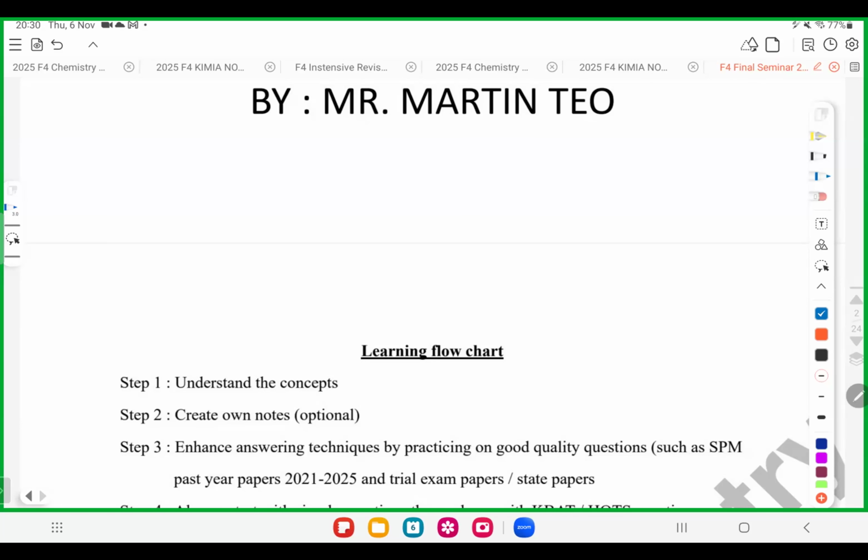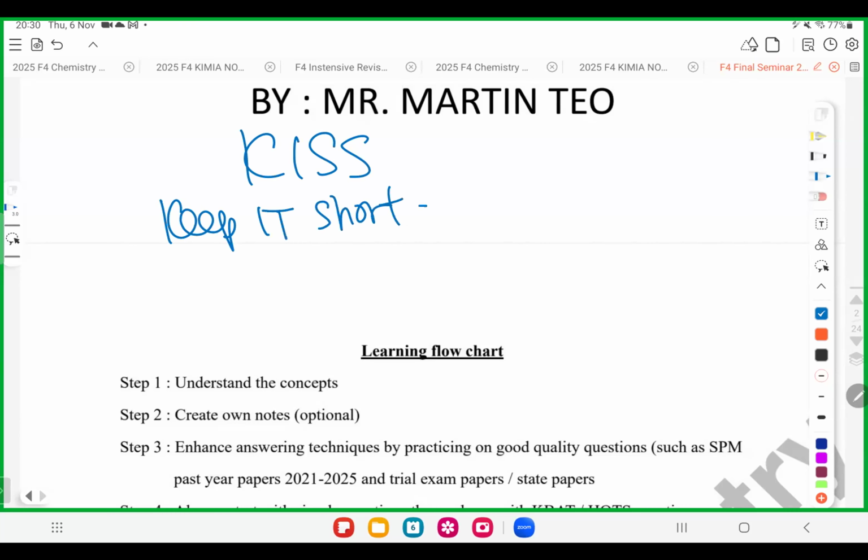Short and simple. I always love to use the rule called KISS. What is KISS? Keep it short and simple. Don't make some fancy notes. Seriously, that will take too much of your time. Just make it short and simple as long as it is functional. That will be good enough.